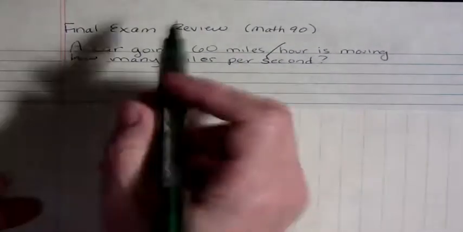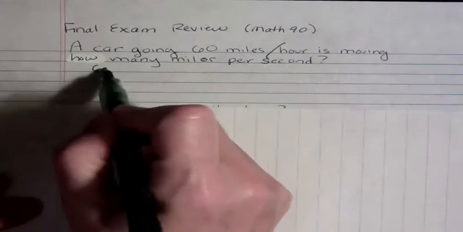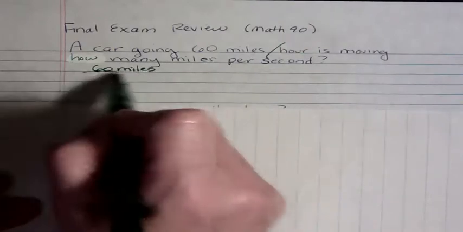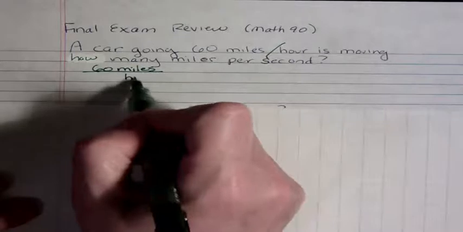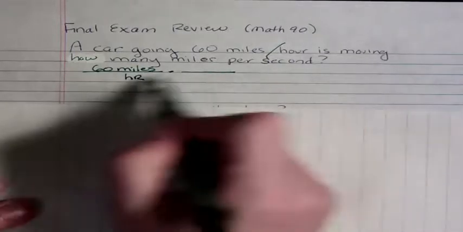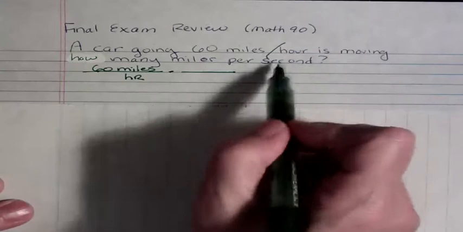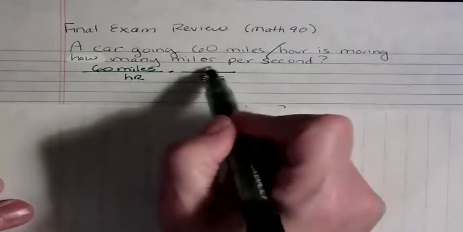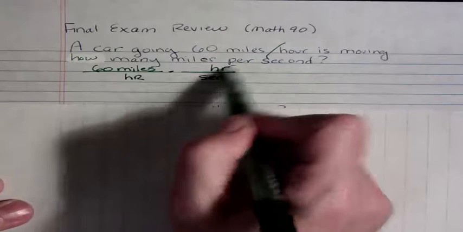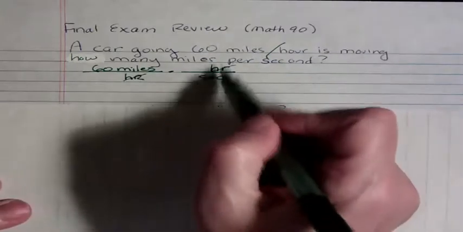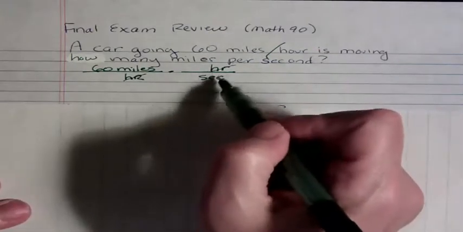But anyway, so I have 60. This is a rate because we have miles per hour. Those are two different units, right? But what I want to do is multiply this by something so that instead of having hours on the bottom, I have seconds on the bottom. So I want to put hours up here so that the hours cancel each other. But what is the conversion between hours and seconds?